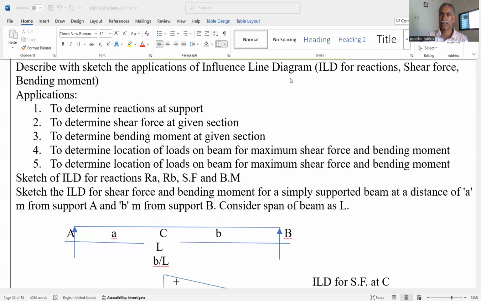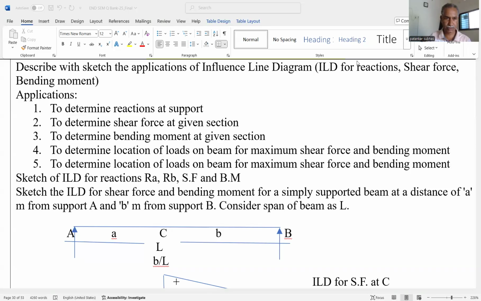This influence line diagram is used not only for the determinate structure, it is also for the indeterminate structure. That means it is applicable to a continuous beam, as well as for the truss we can use the ILD. So these are the few applications: to determine the reaction at support, to determine the shear force at a given section, to determine bending moment at a given section. At the same time, as I told you, to determine the location of the load, that means the position of the load where we get the maximum shear force or maximum bending moment for the given section.